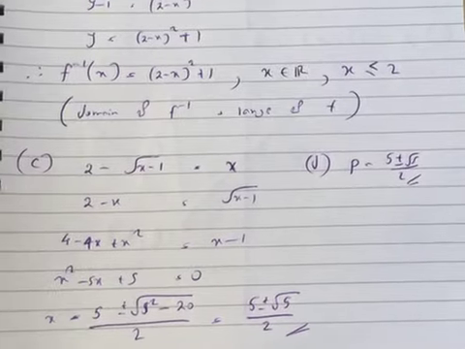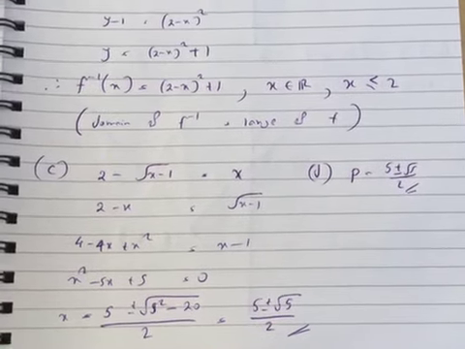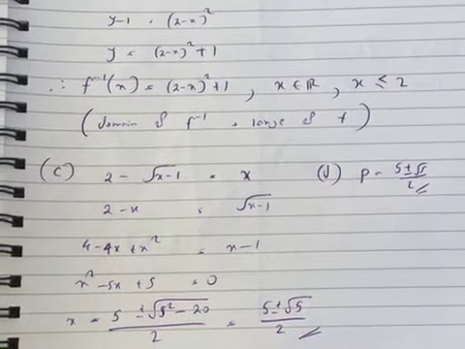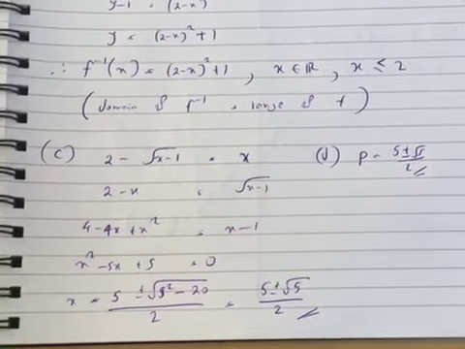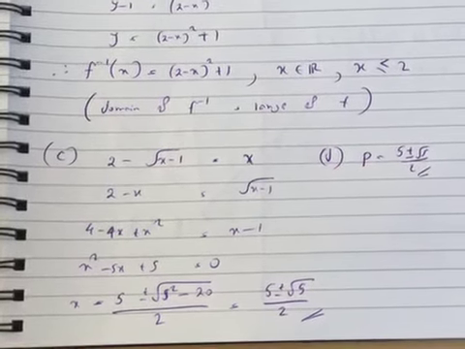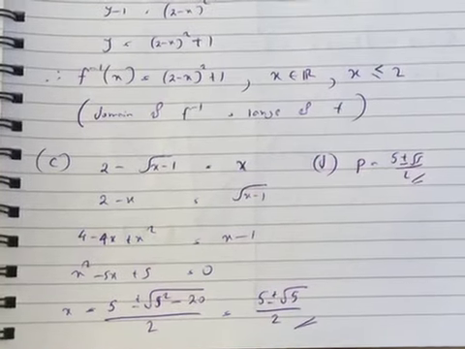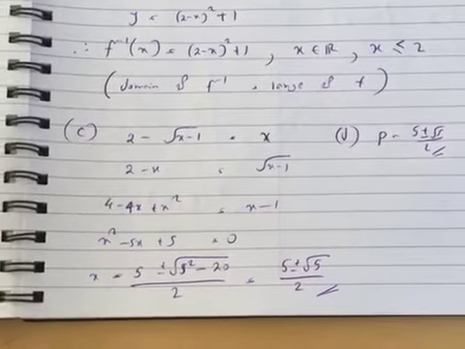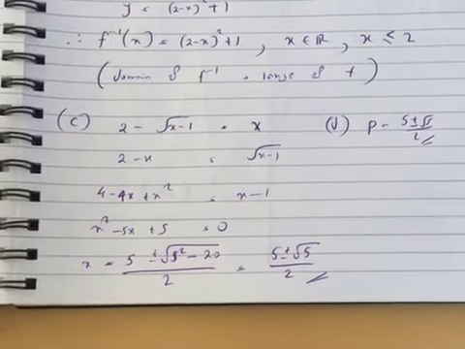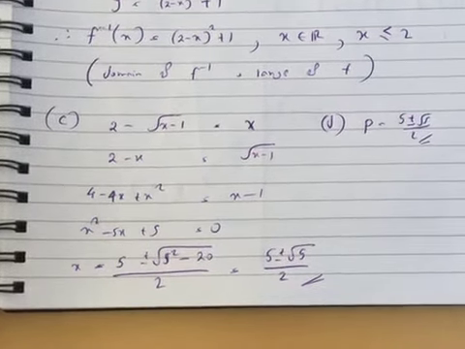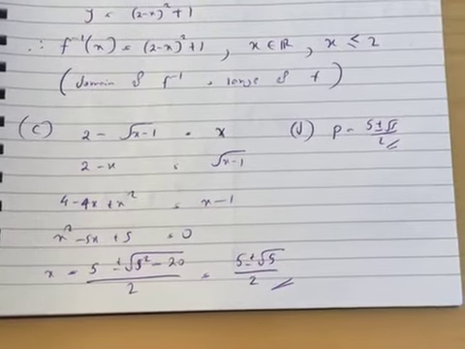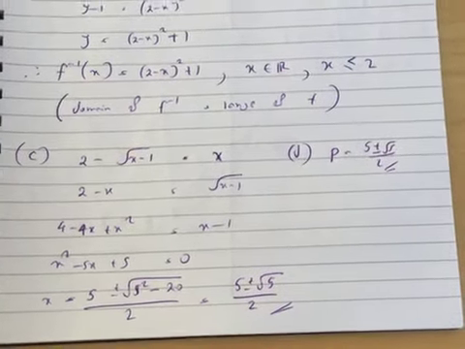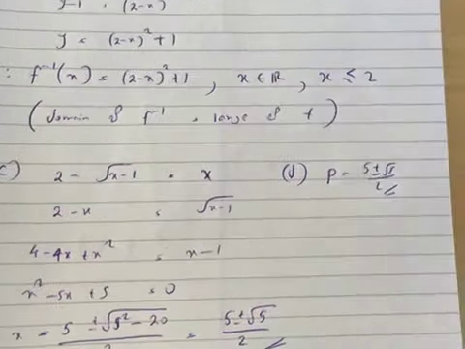Okay, part C, 2 minus root x minus 1 is equal to x. 2 minus x equals root x minus 1. If you square both sides, you get 4 minus 4x plus x squared equals x minus 1. x squared minus 5x plus 5 equals 0, and I just use the quadratic formula. You could complete the square if you want. And then for part D, p is also equal to 5 plus root 5 over 2.